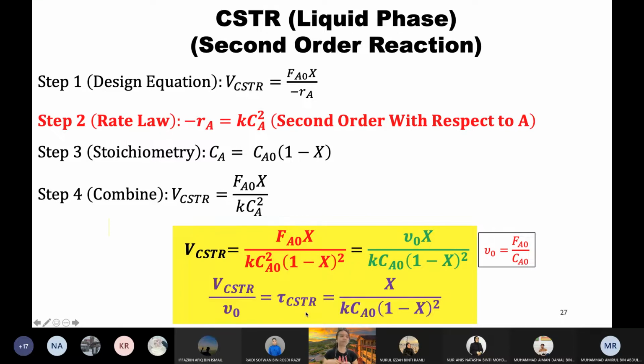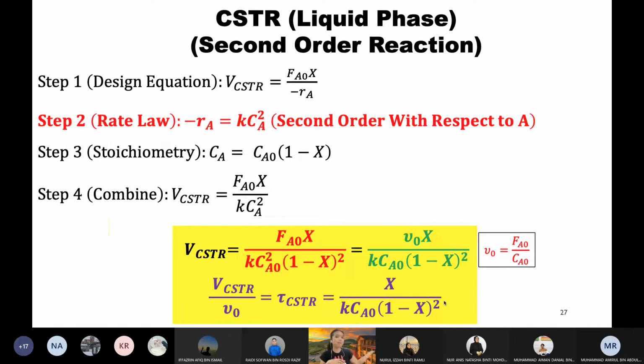So sama je. Saya just pindah the epsilon naught, the volumetric flow rate from right to left. So bila saya pindah, yang pengatas akan jadi pembawah on the left hand side. So I get my space time. So on my right hand side akan tinggal X per K CA naught in bracket 1 minus X square. So you can see right, tiga-tiga version equation pun dah berubah completely in comparison to the previous one.